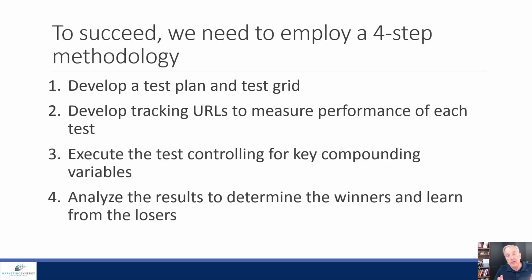So in summary, to do an A/B test split, you go through this 4-step methodology. You build the grid and figure out what you want to test. You go and develop some tracking URLs so you can let the market tell you what it prefers. Then you go through and you actually execute the campaign, and then you analyze the results to see what you can learn.